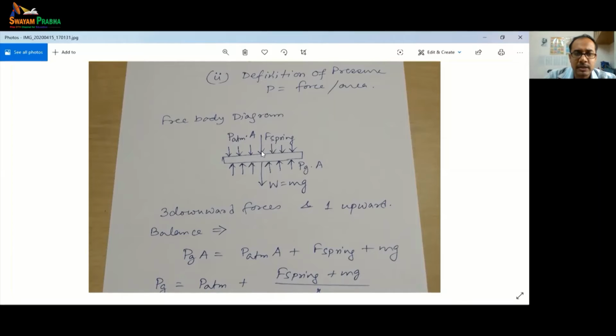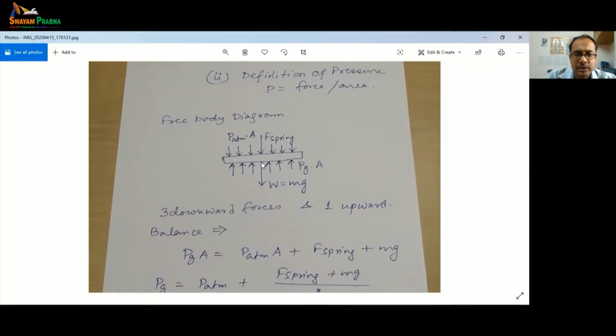We can see at the middle we have this force due to spring, F spring, and on the top surface we have a continuous or distributed force of P atmosphere into the area. So the total force will be P atmosphere multiplied by the area of the piston. That would be the force acting downwards.